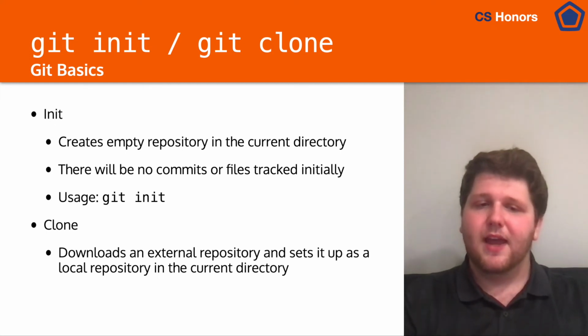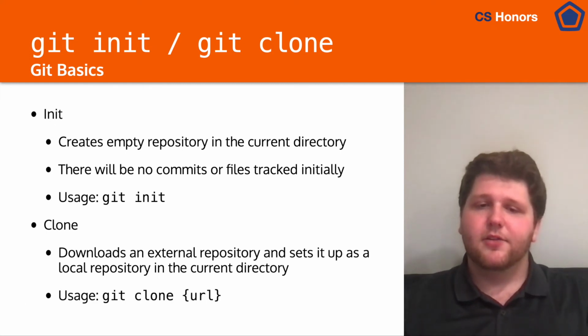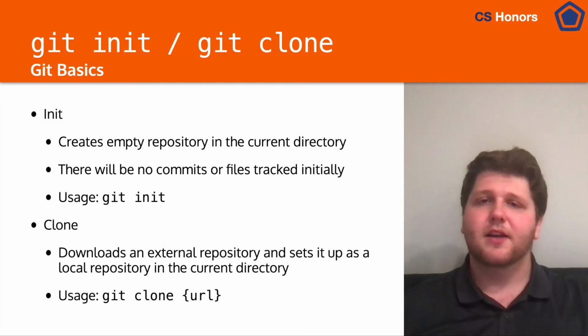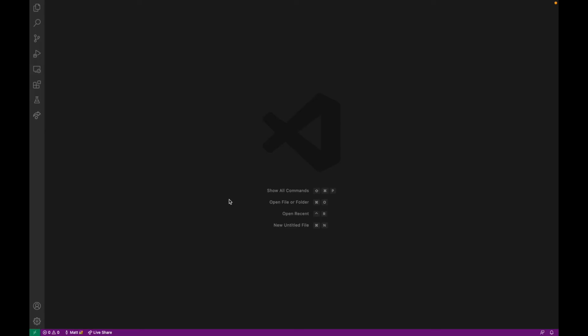To use that, all you have to do is type in git clone and then paste the URL to your Git repository on remote, right? Usually there's a button that you can click to copy that, and then you can just paste it into your terminal. Now that we've talked about how we can create or download a repository, let's show that off in the next clip.